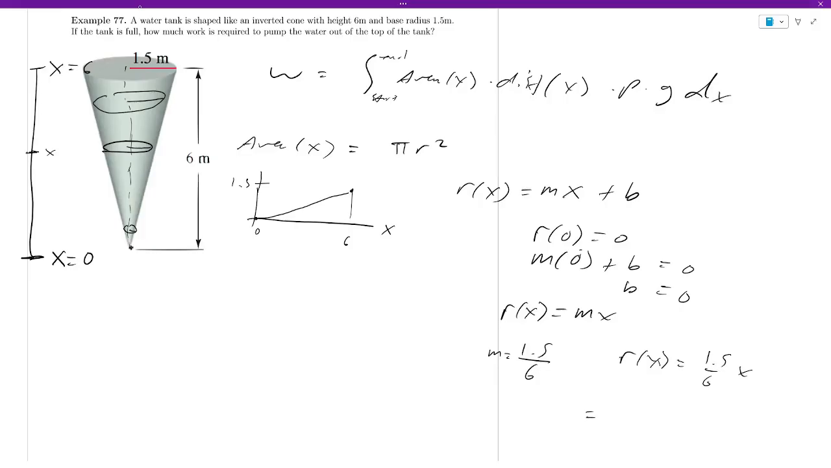If you don't like the 1.5, we can multiply top and bottom by 2. That's 3 over 12, and that's 1/4. So r is 1/4 x. So sometimes you have to go to the side and do this little bit of algebra to figure out what the radius function is.